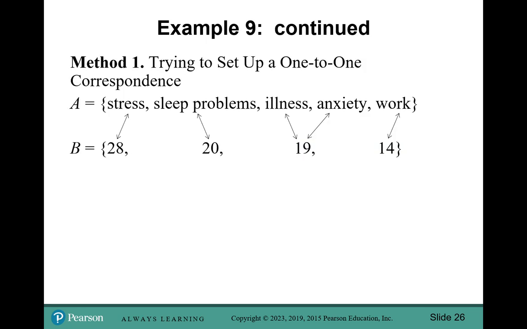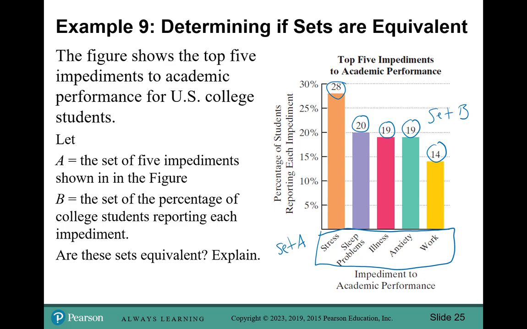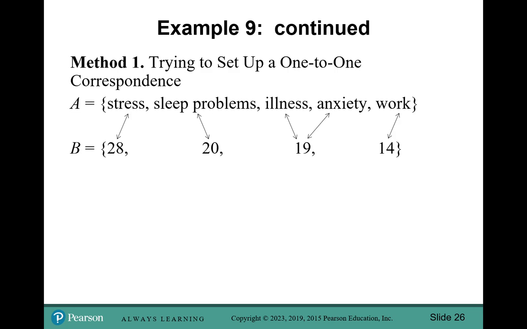So, if we look at this and we set them up in our roster notation, we would see that A is stress, sleep problems, illness, anxiety, and work, while B is the set 28, 20, 19, and 14. Now, just a reminder, when we write sets, we do not repeat elements. 19 was twice in this set, but we only write it one time when we write it in the roster notation. Okay, so we do not repeat elements when we write them in our notation. We only write them one time.